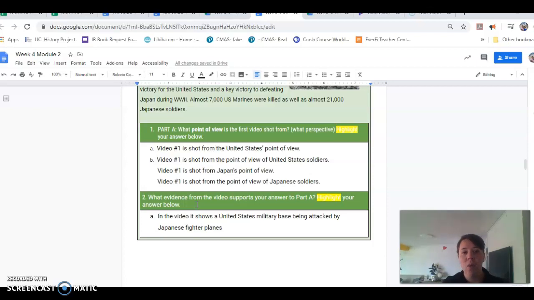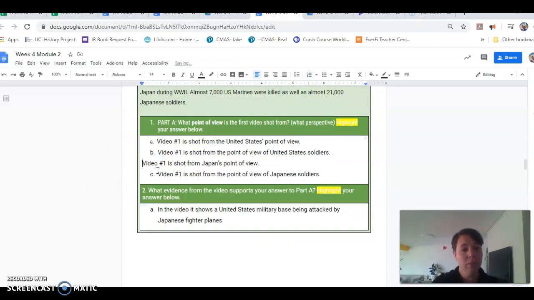Part A says, what point of view is the first video shot from? So what perspective? You're highlighting your answer below. Interesting formatting here. Video 1 is shot from the United States point of view or perspective. Video 1 is shot from the point of view of the United States soldiers. Video 1 is shot from Japan's point of view, or it is shot from the viewpoint of Japanese soldiers. You're highlighting your answer there.